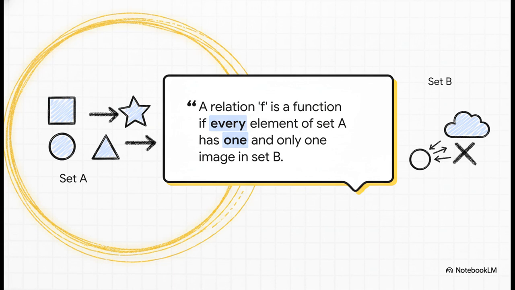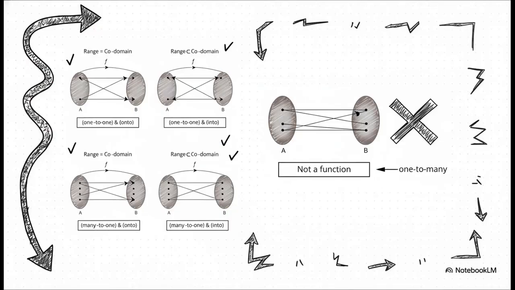It boils down to two things, and they're both non-negotiable. 1. Every single thing in the first set has to be paired up. No one gets left behind. And 2. Each of those things can only have one and only one partner in the second set. That's it. No cheating. Let's see this in action.